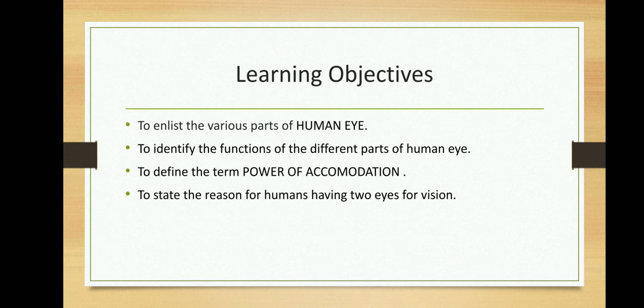The learning objectives of the topic are: after the completion of the topic, you will be able to enlist the various parts of human eye, to identify the functions of the various parts of human eye, to define the term power of accommodation, and to state the reason for humans having two eyes for vision.